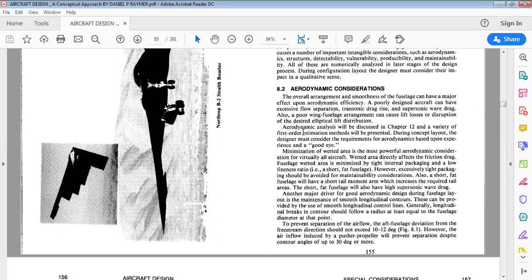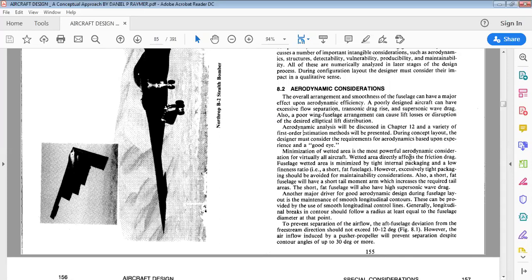A variety of first order estimation methods will be presented. During the concept layout, the designer must consider the requirements of aerodynamics based upon experience and a good eye. Experience and a good eye. Minimization of wetted area is the most powerful aerodynamic consideration for virtually all aircraft.